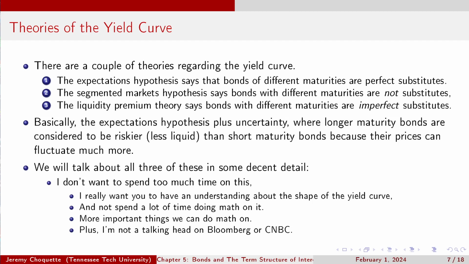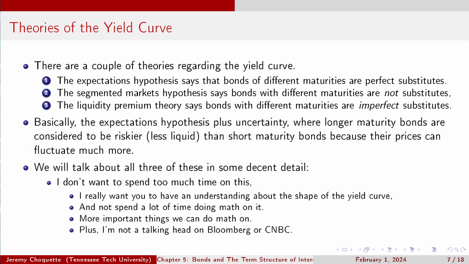There's the expectations hypothesis that says bonds of different maturities are perfect substitutes with one another. So it's like saying, hey, whether you want a 3-month or a 10-year treasury, you're essentially indifferent because they're perfect substitutes. There's the segmented market hypothesis, which says that bonds of different maturities aren't substitutes at all. And there's a liquidity premium theory that says bonds with different maturities are imperfect substitutes.